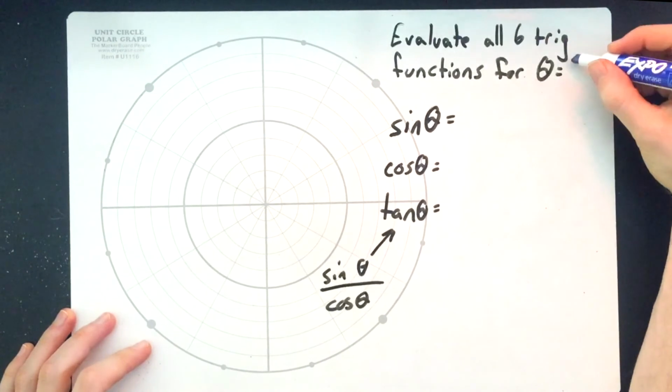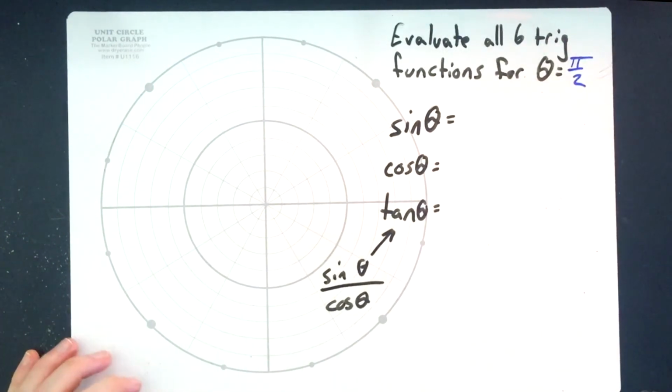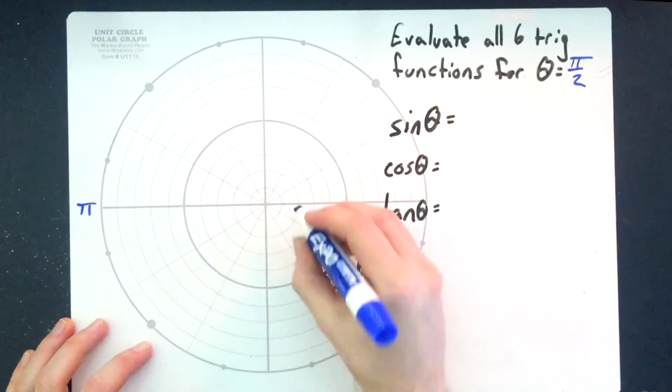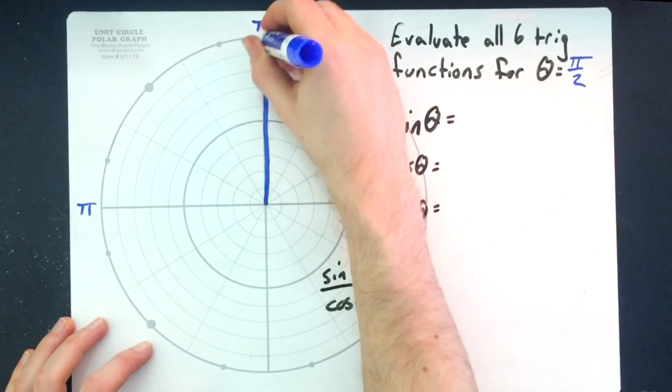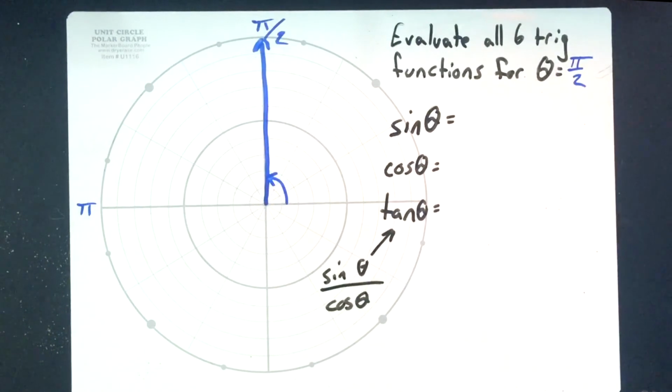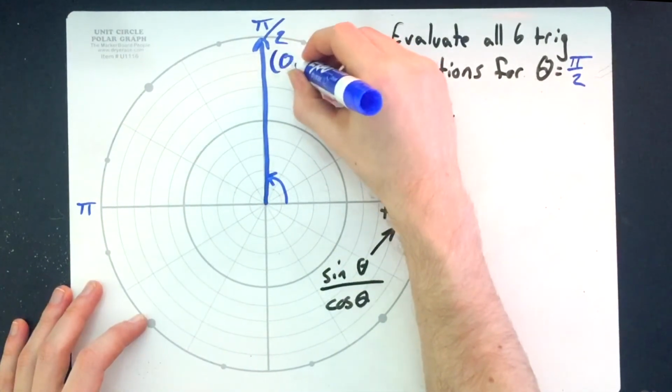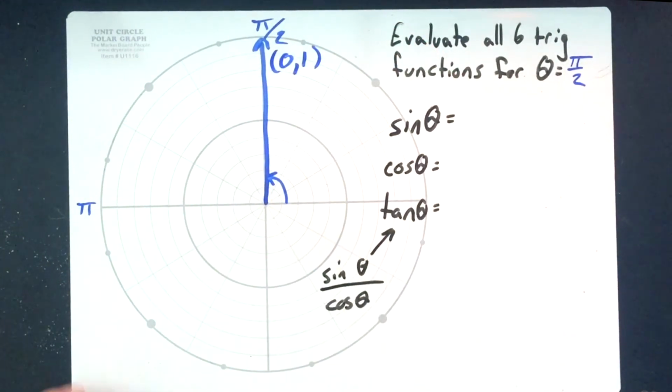All right, let's run through another example where we'll do all 6 trig functions for the angle pi over 2 this time. So we'll take pi and cut it in half. So pi over 2 is at 90 degrees. It's a vertical line like this. And since it's vertical, we can't drop a perpendicular to make a right triangle out of it. So we'll just think of this point 0, 1.